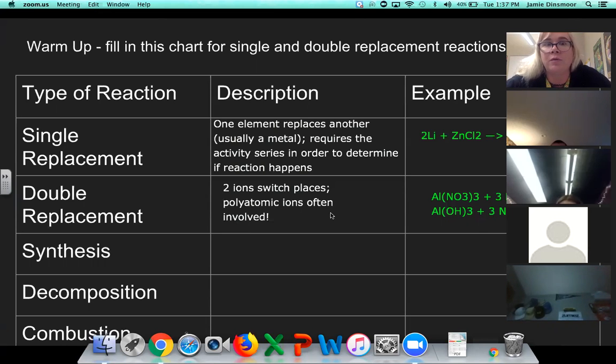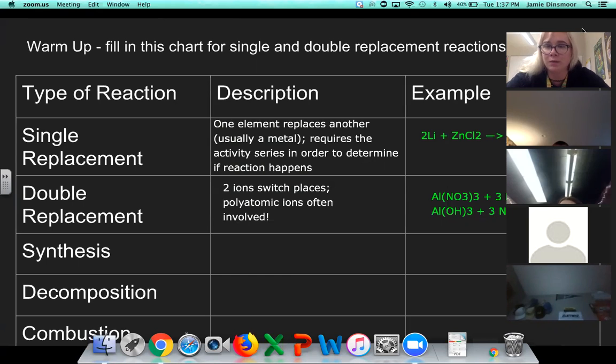I wrote one element replaces another, usually a metal. It requires the activity series in order to determine if the reaction happens. And in some of the reactions we saw last week, the reaction did not happen because the metal was not reactive enough to replace another. So these are the kinds of things you want to note down. Do you need to use extra charts or extra notes in order to figure these things out?